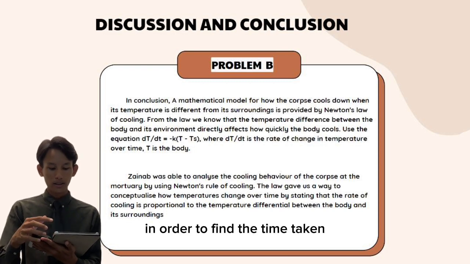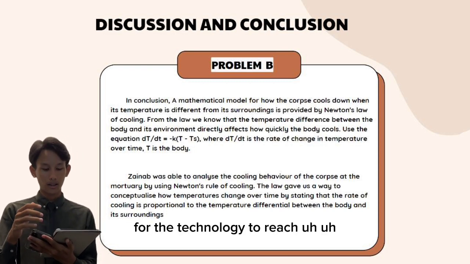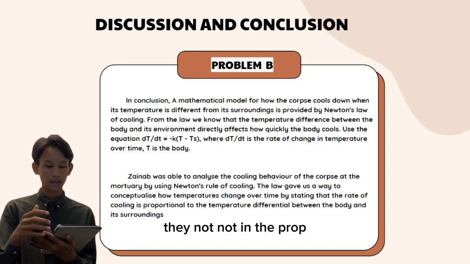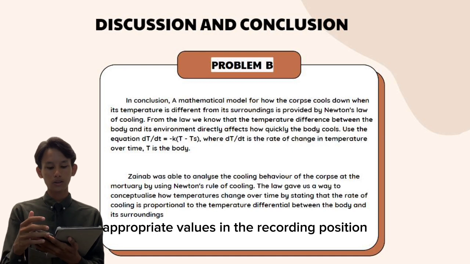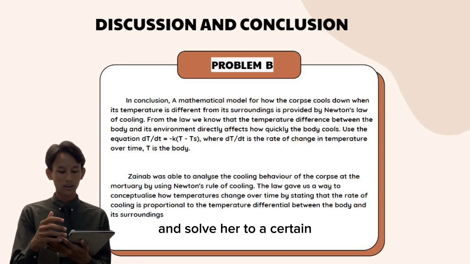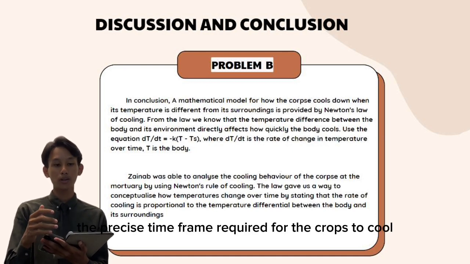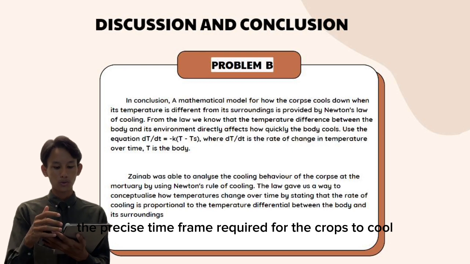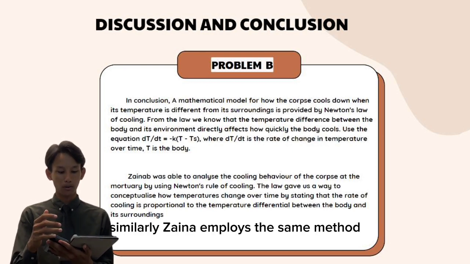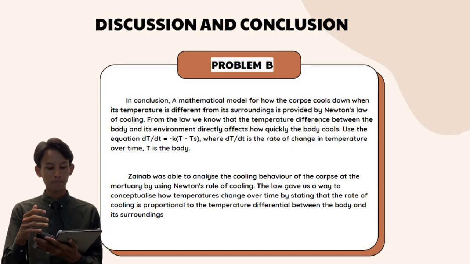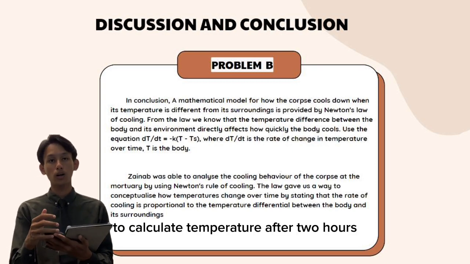In order to find the time taken for the temperature to reach 6 degrees Celsius, Zainab plugs the appropriate values into the cooling equation and solves it to ascertain the precise time frame required for the corpse to cool to the desired temperature. Similarly, Zainab employs the same method to calculate the temperature after 2 hours.